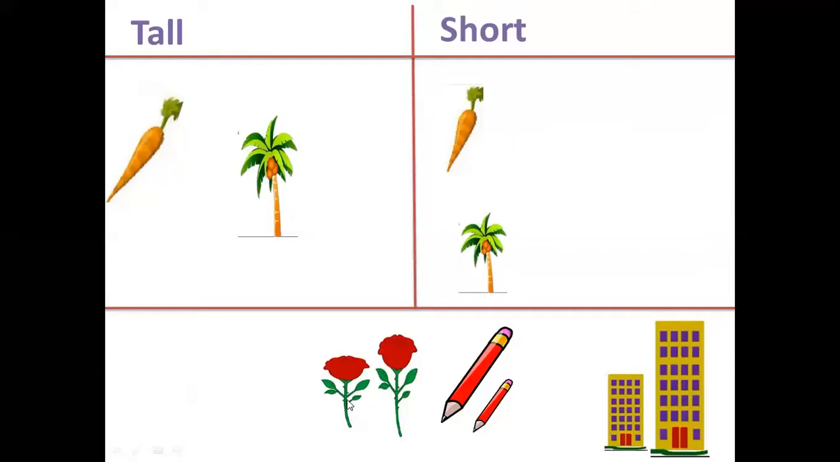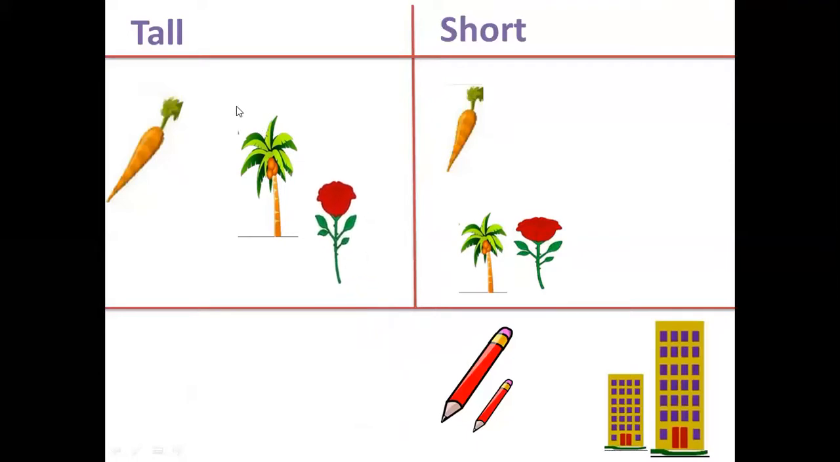Now there are two flowers. Look here, this one is taller. Compare the height of this flower with this flower. One is shorter and the other is taller. So pick the shorter and put it under the short column, and pick the taller and put it under the taller column.